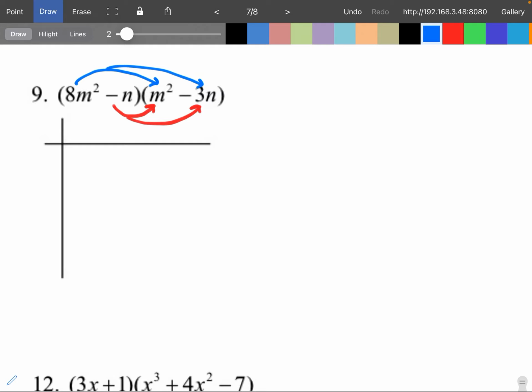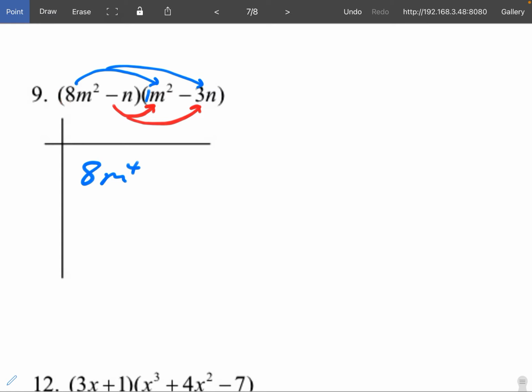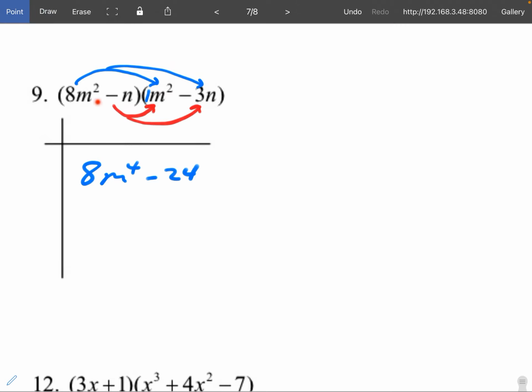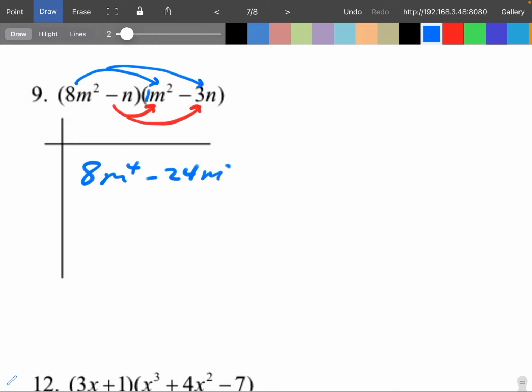All right, so the first here in blue, we got 8m squared times 1m squared. That's 8m to the what? 4th, good. Yeah, you got to add the powers. M squared times m squared is going to be m to the 4th. And then we got to do the 8m squared times the negative 3n. So we got to do the 8 times the negative 3. So what's that? Good. So that is a negative 24. So we write minus 24. And then we also got to do the m squared times the n. Well, that would just be an m squared n.